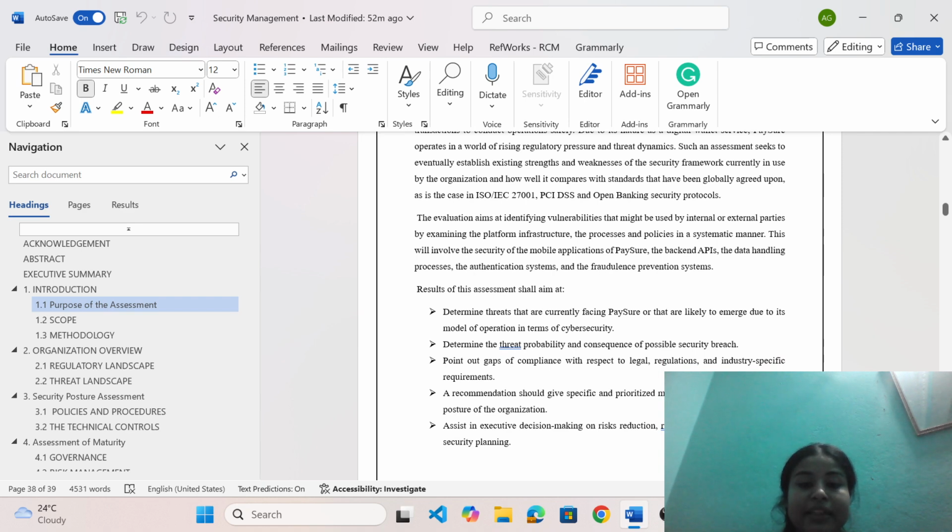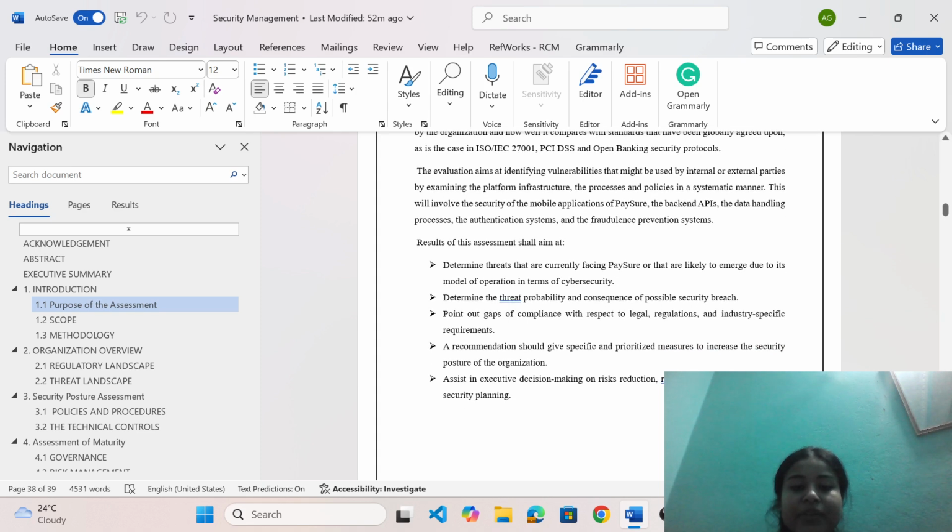So what are the results after completing this assessment? What can we get? The result of this assessment shall aim at determining threats that are currently facing PAYSURE digital wallet, determining the threat probability and consequences of possible security breach, and pointing out gaps of compliance with respect to legal regulation, industry, and industry-specific requirements.